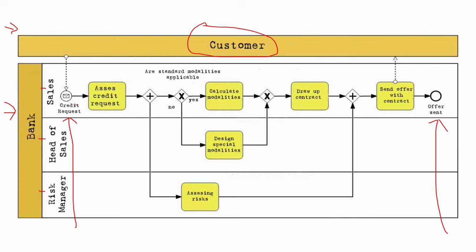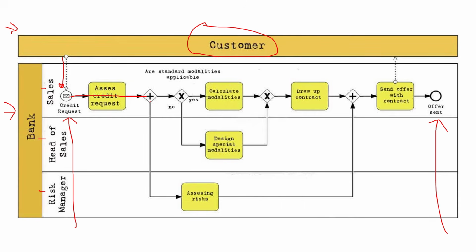Okay, so how does the process start? Here in the sales role, we have a credit request. So probably, as it seems, the customer is submitting something to the bank, to the salesperson. So we have a request for a credit. The salesperson is going to assess this credit. And now here's the first gateway.